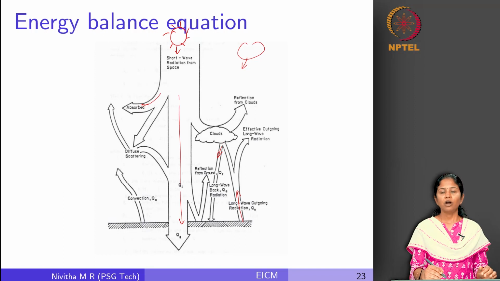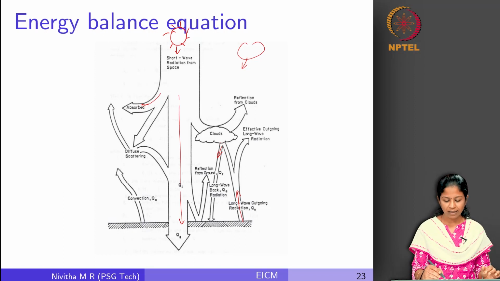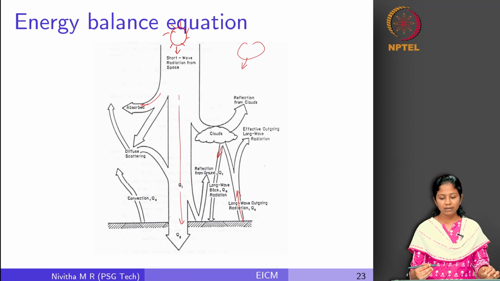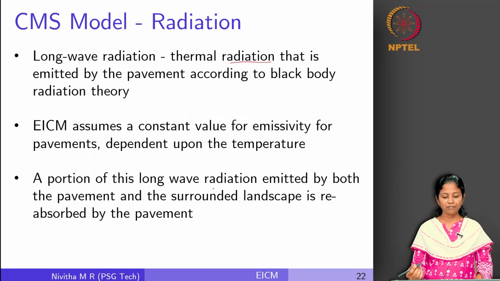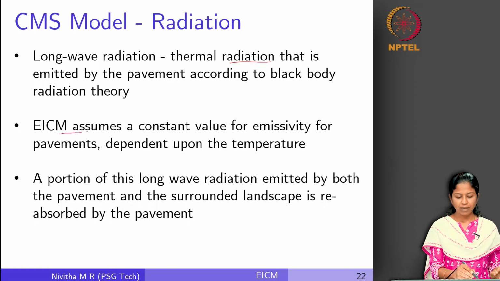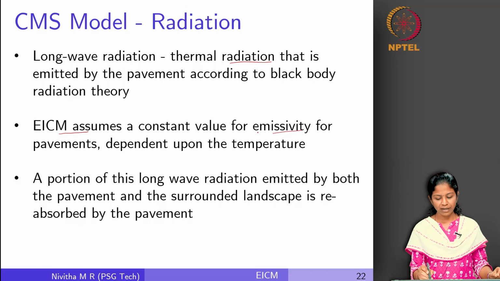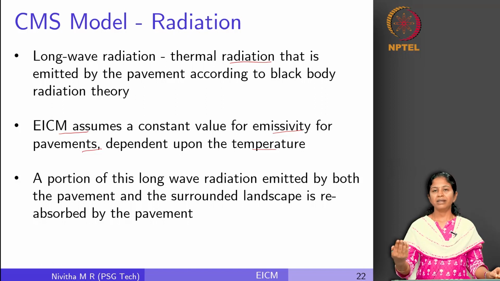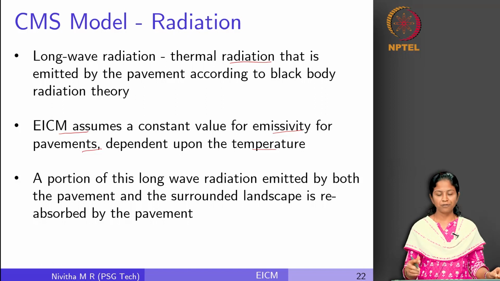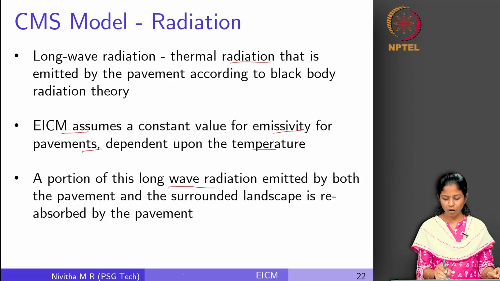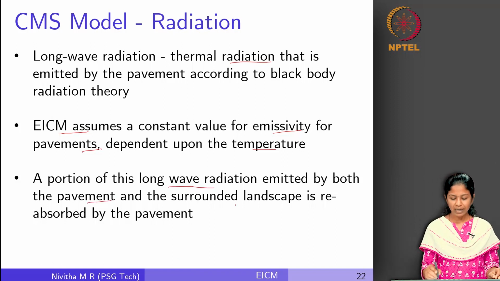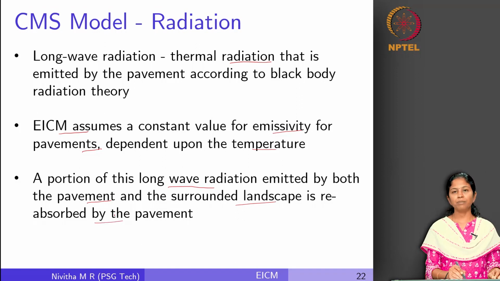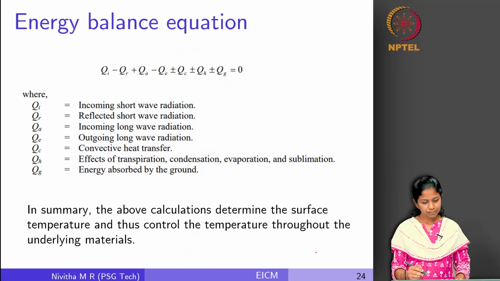This long wave radiation could also be reflected back to the pavement. You can see here there is a cloud cover which is reflecting this long wave radiation back, right. So, these are the radiation aspects that we will observe on the surface of the pavement. This EICM assumes a constant value for emissivity for pavements dependent upon the temperature. So, depending upon the temperature, we have the degree of emission that we can observe from the surface of the pavement. This portion of the long wave radiation is emitted by the pavement and it is also emitted by the surrounding landscape, which is reabsorbed by the pavement. So, that is what we had seen earlier.